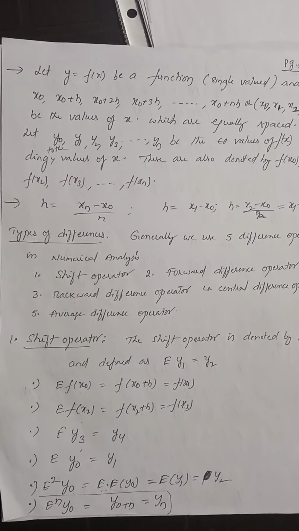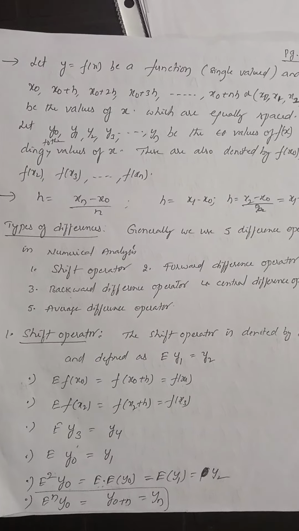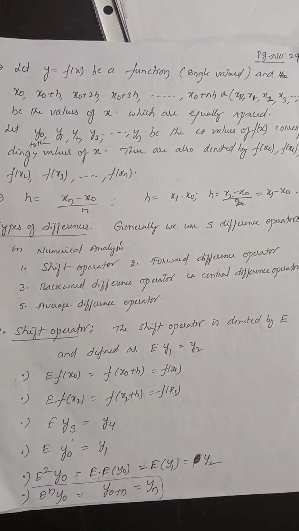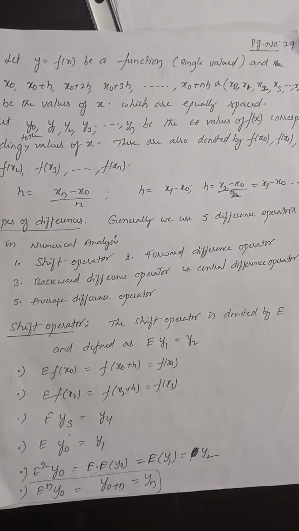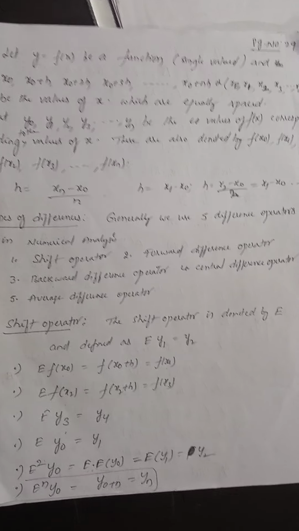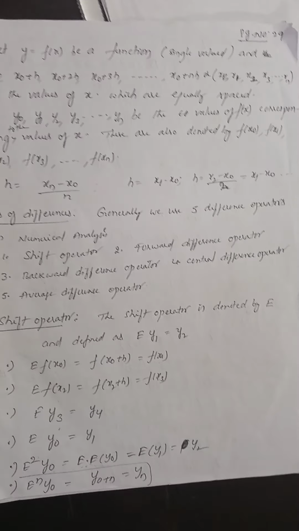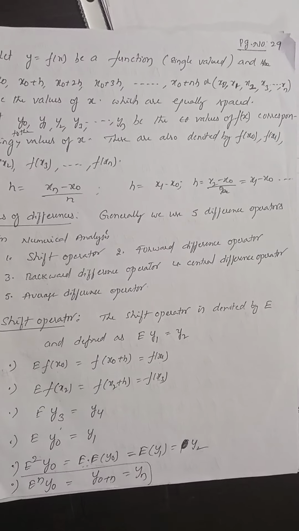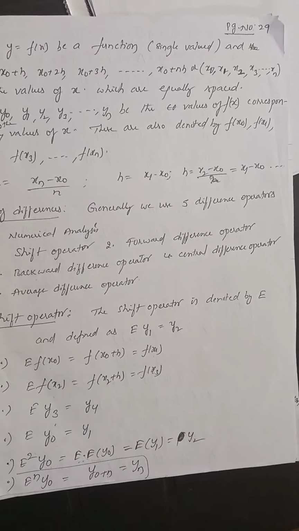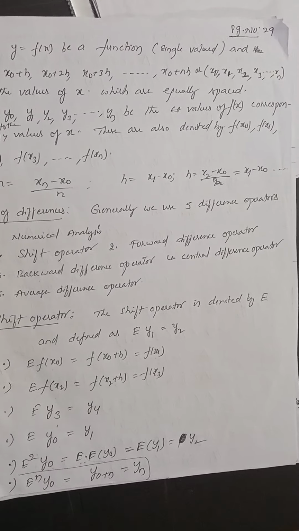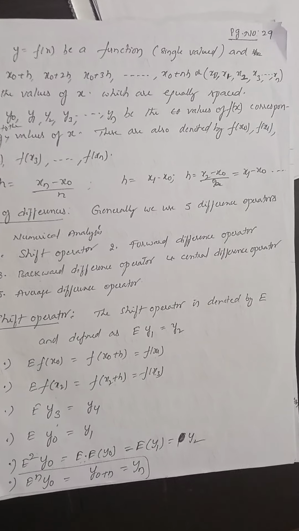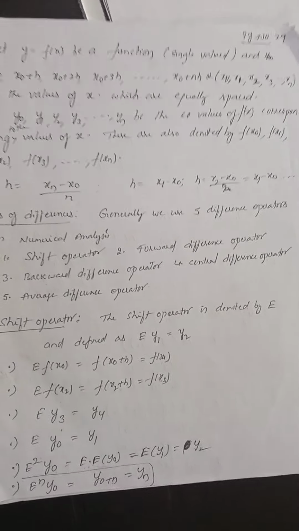Now the corresponding values of y are denoted by f of x0, f of x1, f of x2, f of x3 and so on f of xn. These are also denoted by y0 comma y1 comma y2 comma y3 so on yn. Now here the h value is in general the difference between any two consecutive values of x. That means x1 minus x0 or x2 minus x1 or x3 minus x2 or x4 minus x3 and so on.